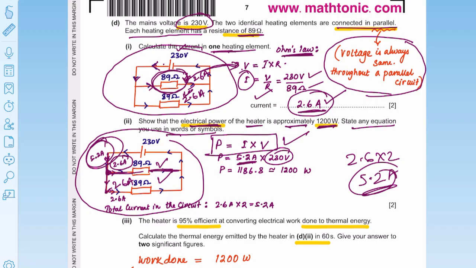So when you're trying to find the power, P equals IV, P equals 5.2 ampere times V equals 230 volt. When you put it in, you'll get 1186.8, and up to two significant figures, your answer should be 1200 watt. And be careful, please write down the unit also, that is P equals 1200 watt.